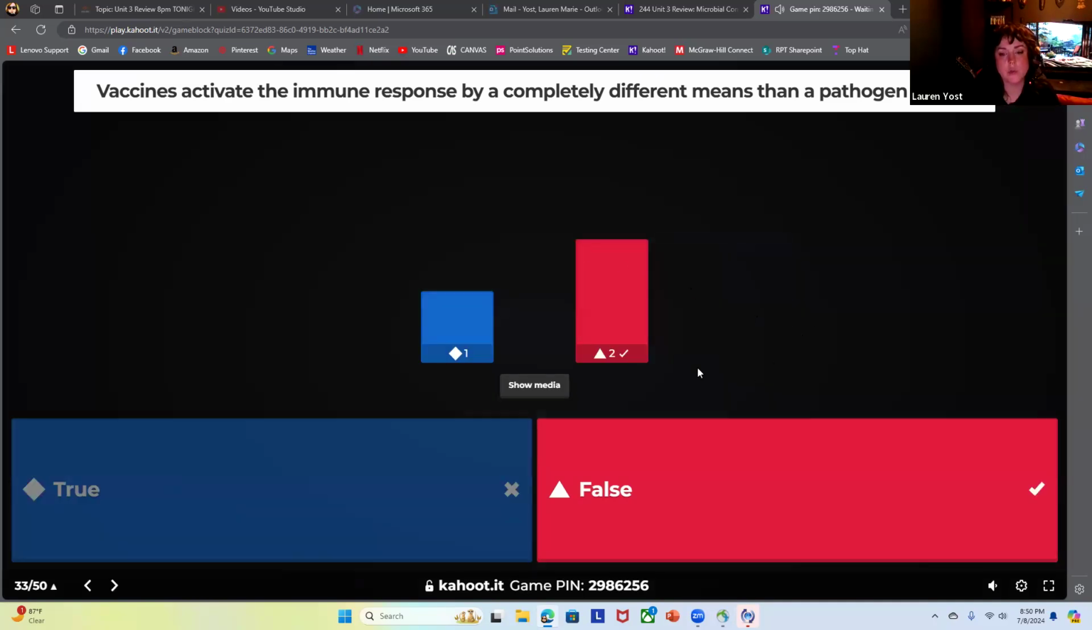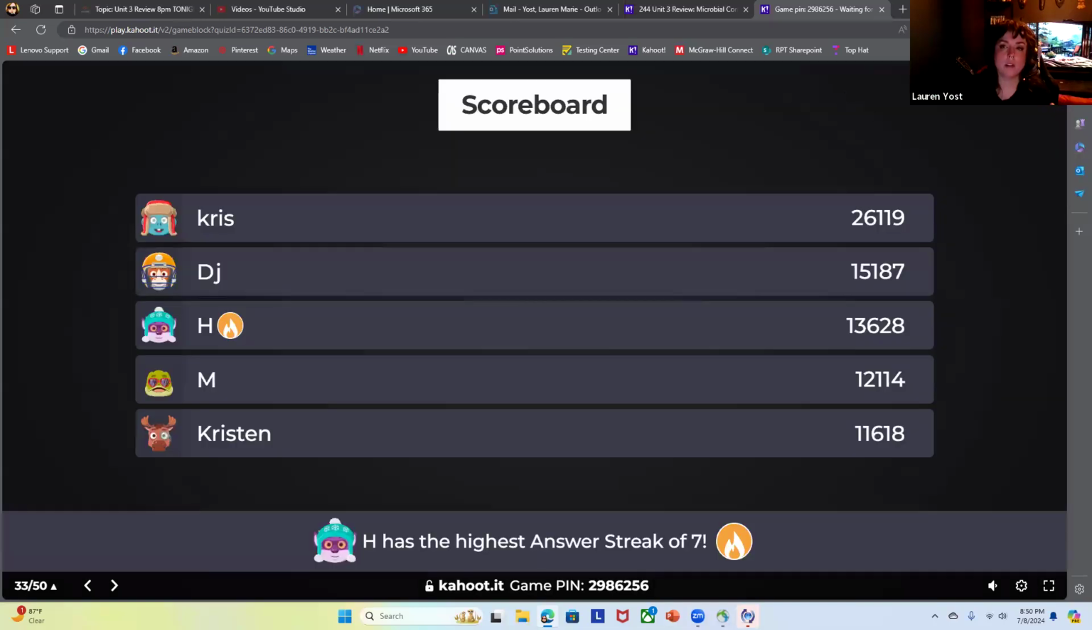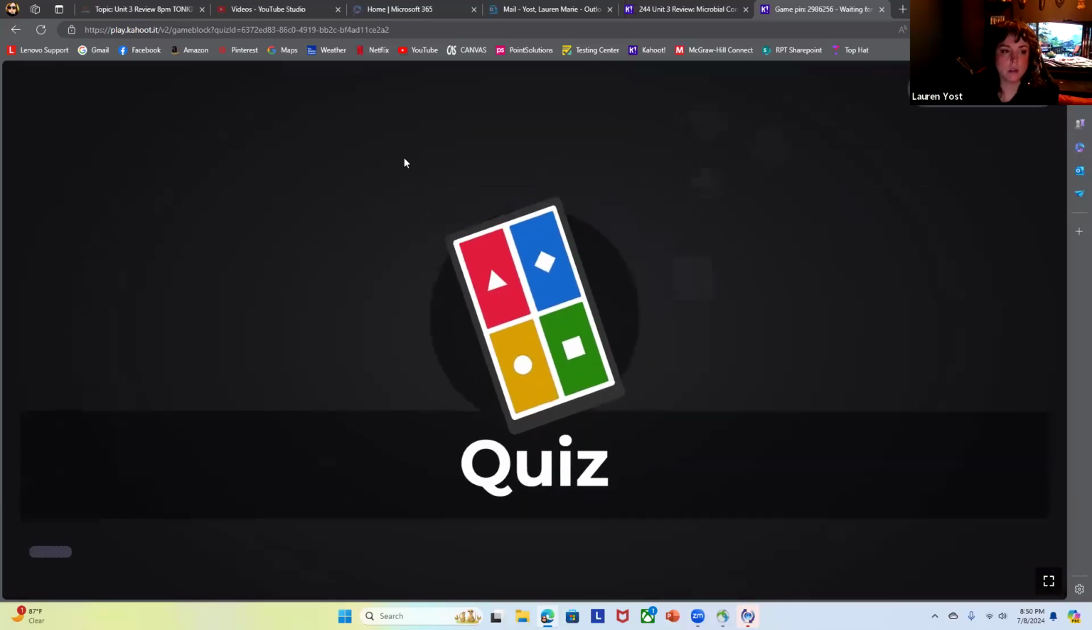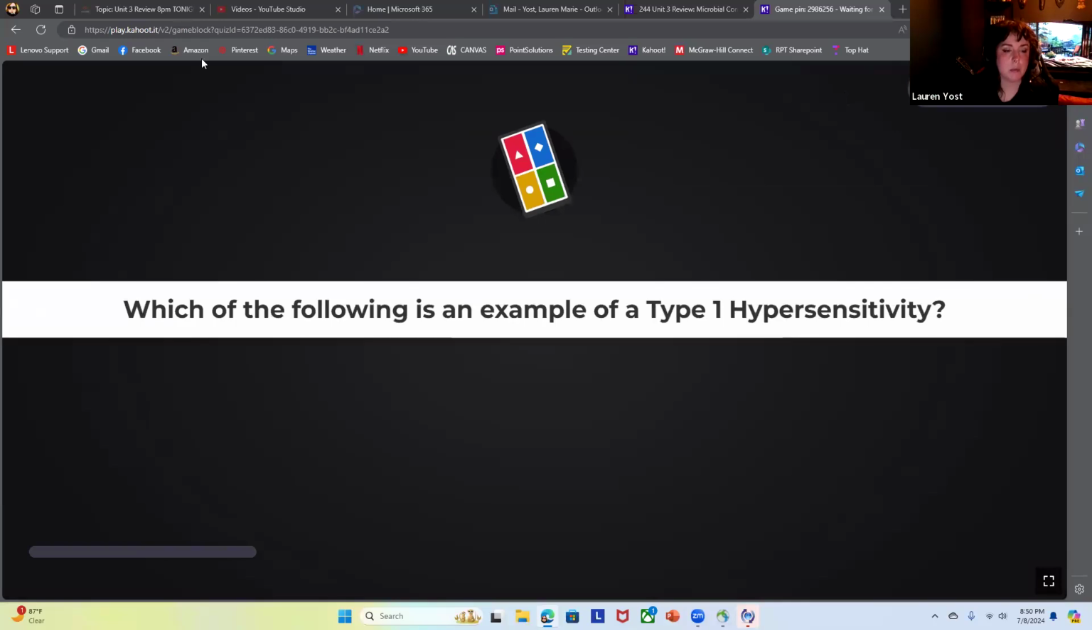All right, so this one is false. Vaccines act the same way. The whole point is to activate the body in a way similar to the pathogen, so that when you see the pathogen, you will react the way that you should, right? So it will be effective. They use the same system, same immune system.